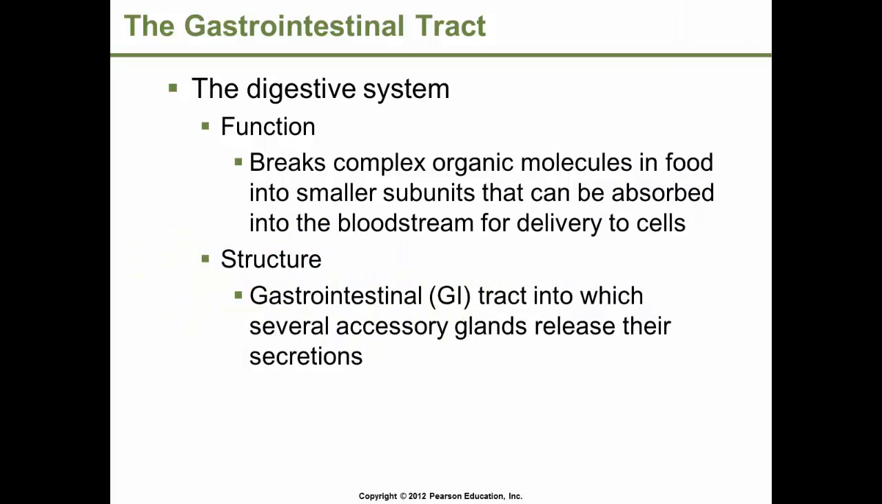The function of the digestive system is to break the complex organic molecules we ingest in food into smaller subunits that can be absorbed into the bloodstream for delivery to cells. These substances provide fuel for growth and repair, as well as energy for our daily activities.